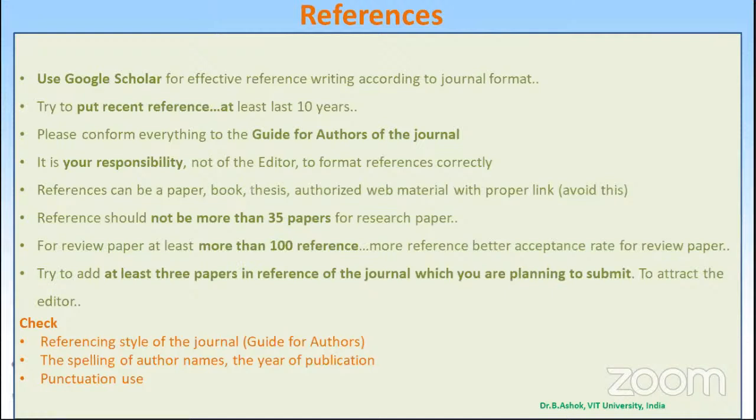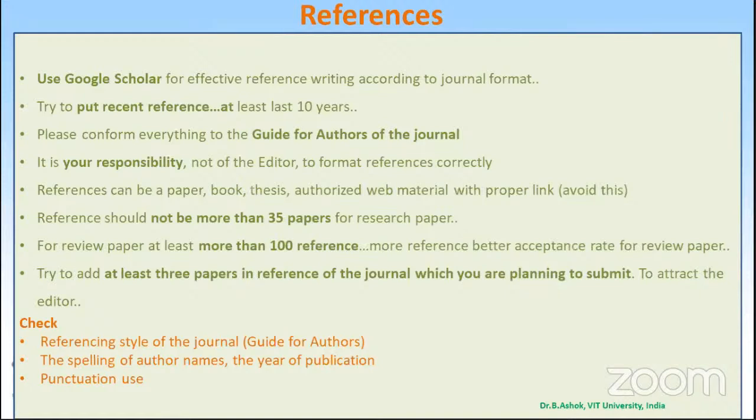And try to put last 5-year papers only, but not more than last 10 years. And while writing the reference, please go through the journal to which you are trying to upload. So while writing the paper itself, we should plan. The main importance is that while writing the paper itself, we should plan first which journal we are going to upload to. If it is rejected in that journal one, what is option 2?